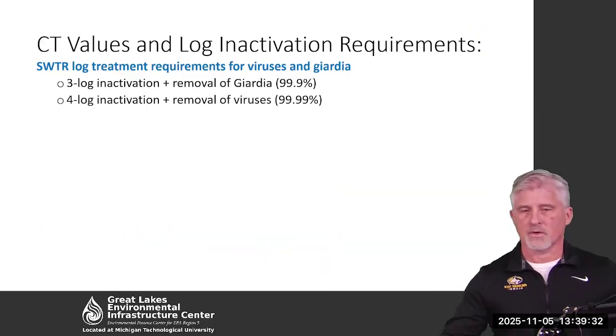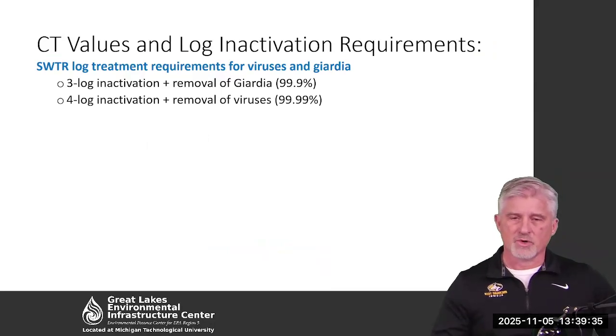All right, so why we're talking about all this contact time, that's important because we need to come up with what they call CT values, and we need to have log inactivation as part of our surface water treatment. So the surface water treatment rule requires inactivation and removal for Giardia and viruses: 3 log for Giardia, and 4 log for viruses. That means that 99.9% of the Giardia needs to be removed through inactivation and removal. And for viruses, it's 99.99%.